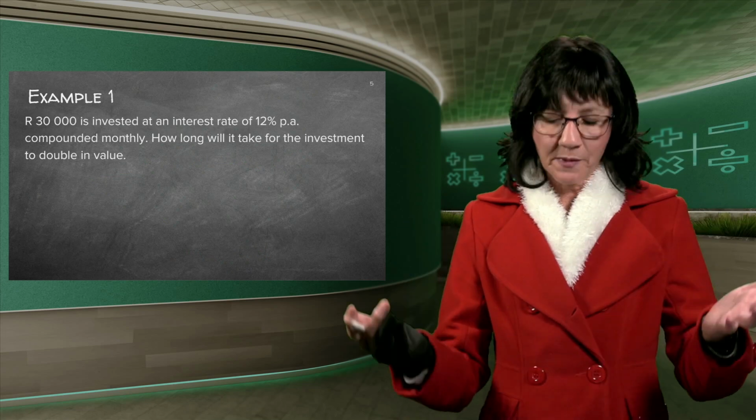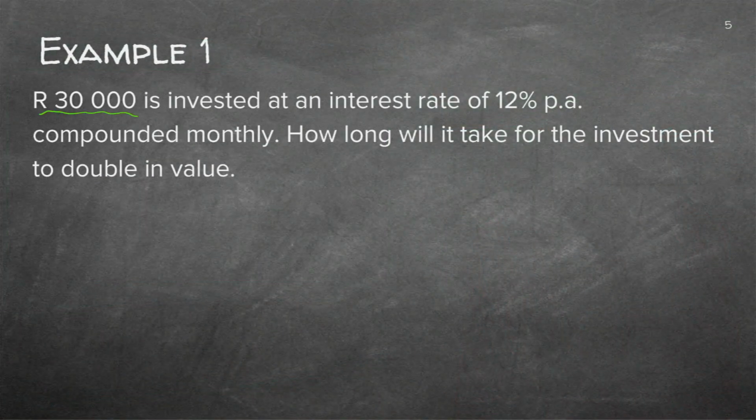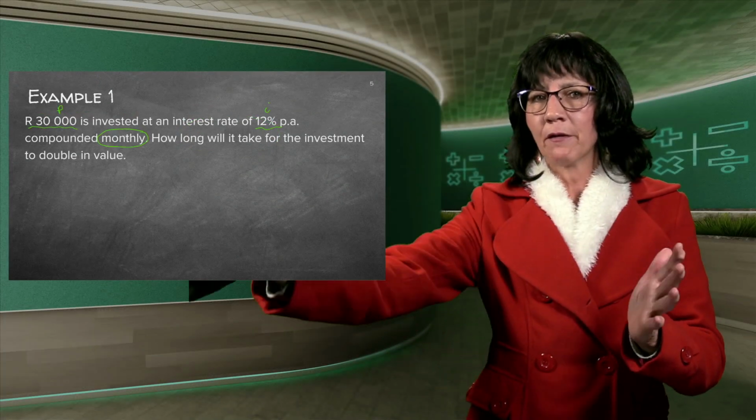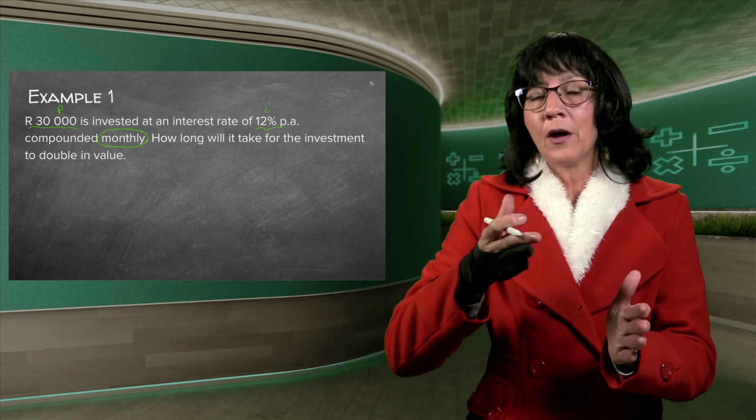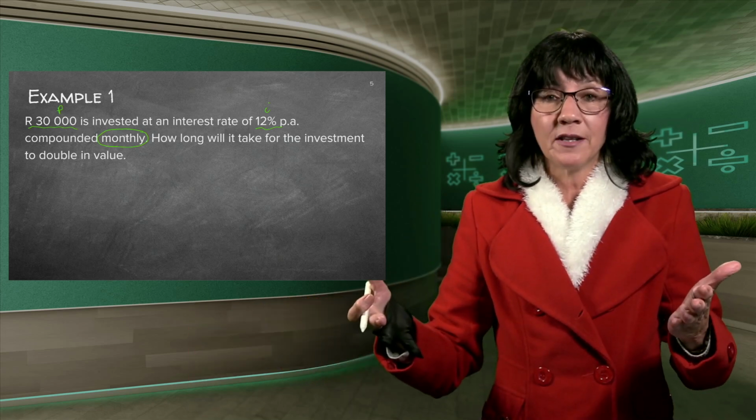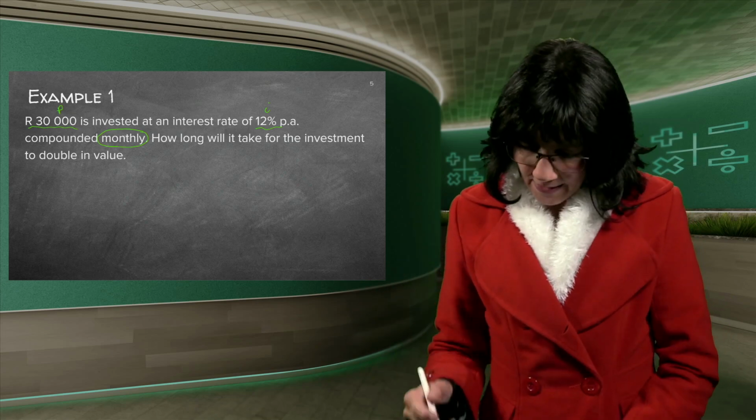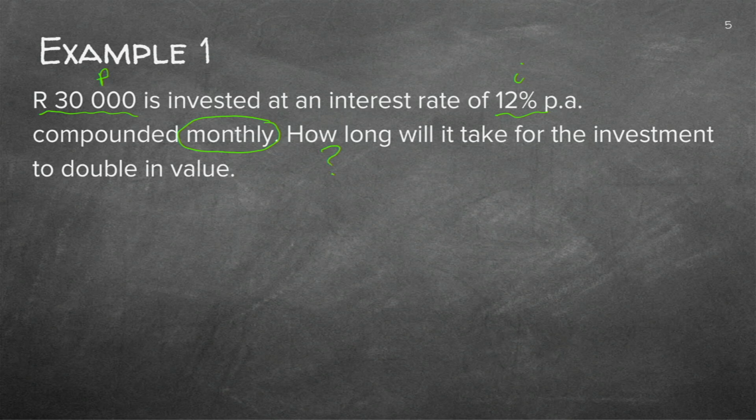Let's do an example. Always best to do an example. 30,000 Rand is invested now. So that is my P amount, at an interest rate of 12%, my i, per annum compounded monthly. Remember, even if I take this one amount and put it in the bank for a whole year or 10 years, if they compound the interest monthly, I'm going to get more interest in the end because they calculate it more regularly. How long will it take? So what are they asking? How long will it take, is my n, for the investment to double in value? Double means in the end, it must be double.